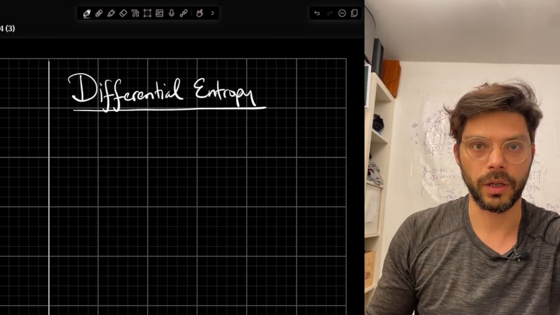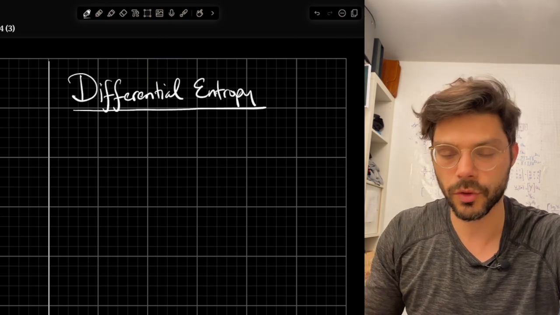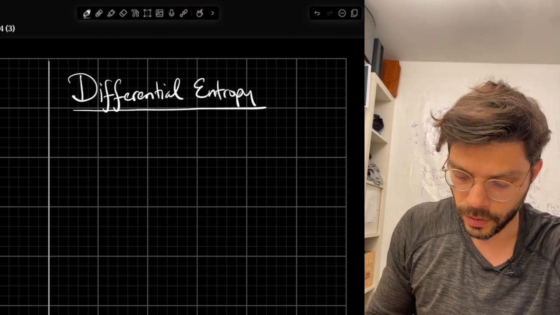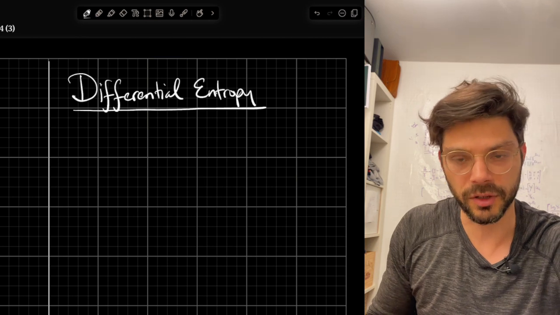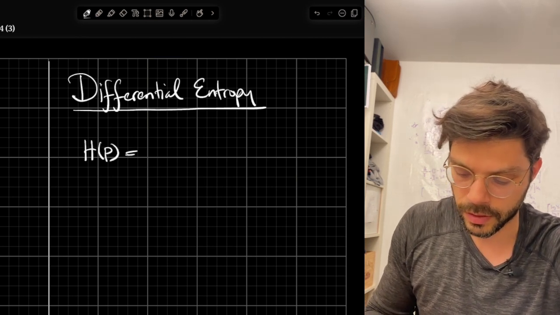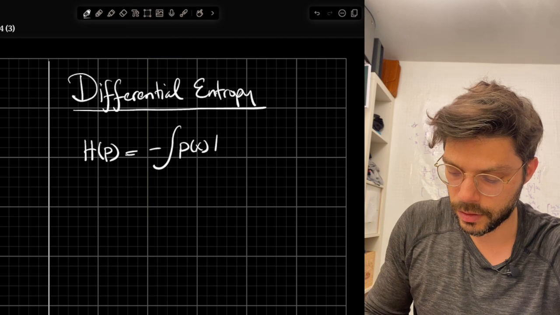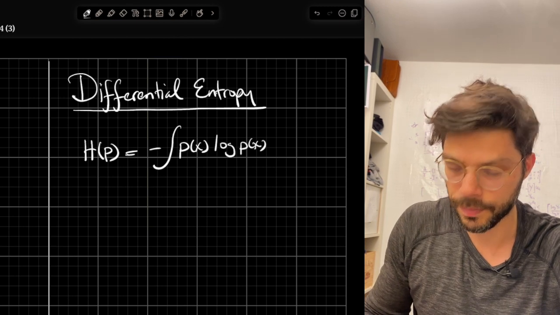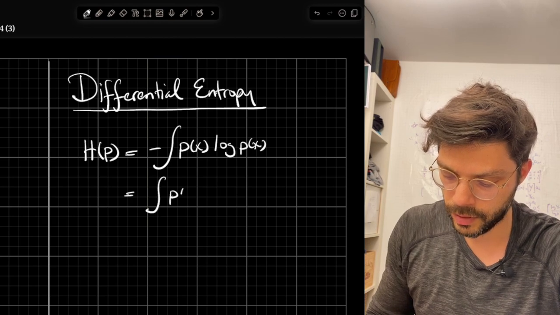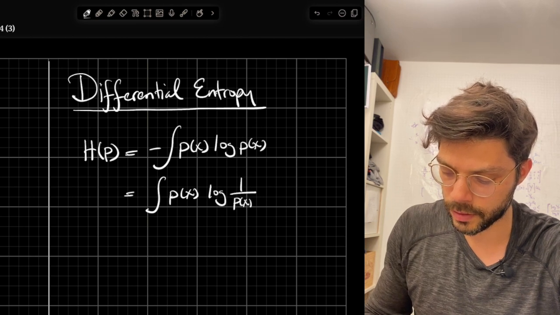So let's just recall what the definition of differential entropy was, and it was very similar to the definition for the entropy of a discrete distribution. If we have some probability distribution p of x, then we would write h of p is equal to minus the integral of p of x log p of x. Another way you can write this is equivalently as the integral of p of x log 1 over p of x, dx.